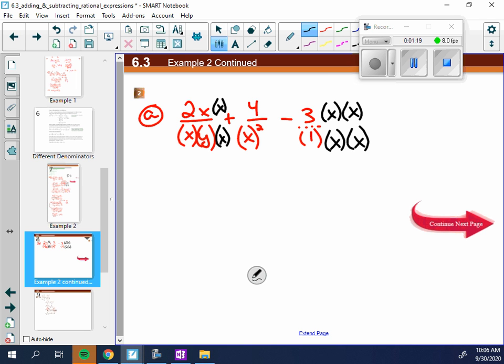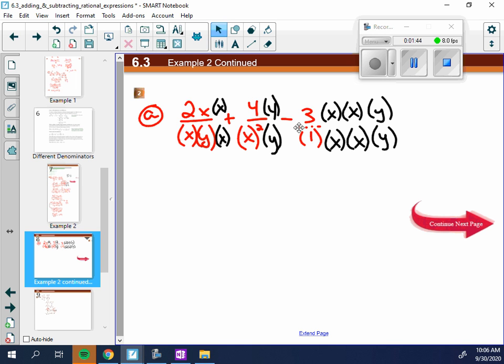Okay, what's the middle term missing? So we've got our x's covered, every single term has x squared in it now. It's missing a y, good. Now my first two terms have the same denominator, they have x squared y, x squared y. My last one is missing the y. Now they all have as their denominator x squared y.